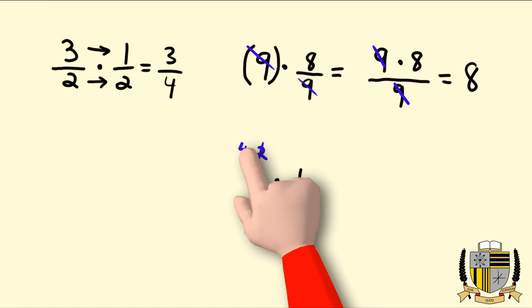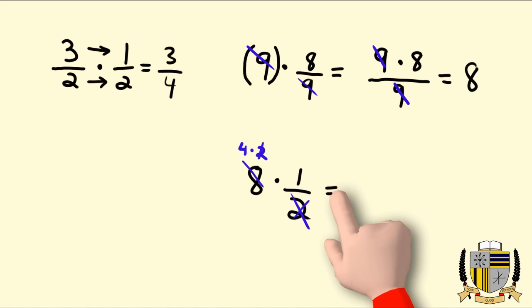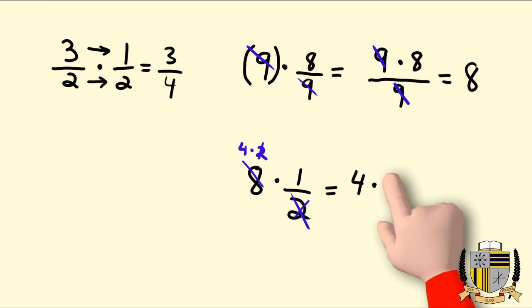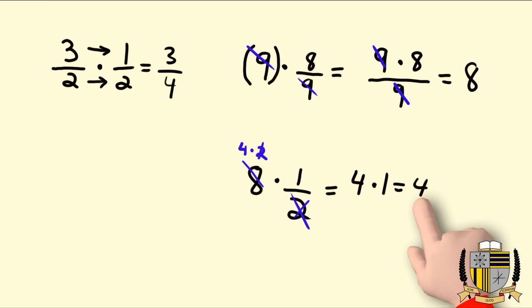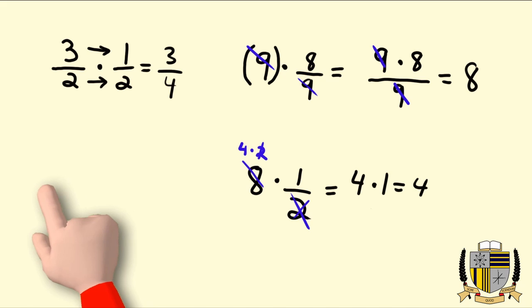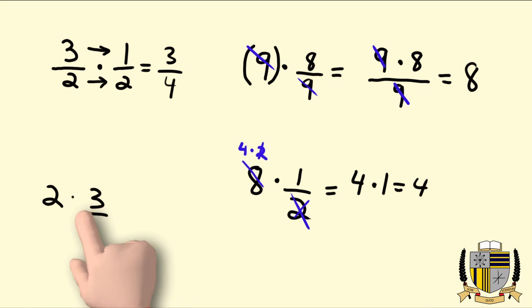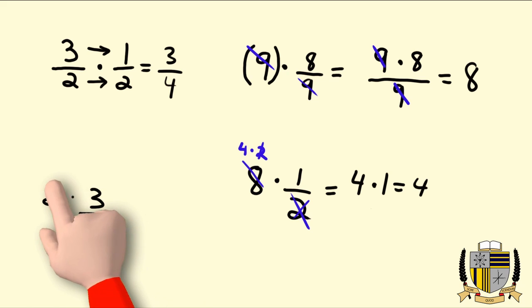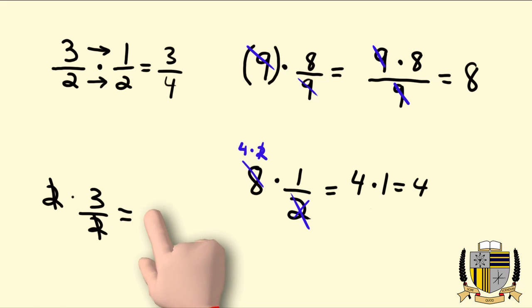So I'm going to have a 4 up here times a 1. That's what I have left. I pretty much have a 4 times a 1. And that's just going to equal 4. An example where you have a 2 as a whole number times a 3 over 2. These two cancel each other out. The 2 up here and the 2 down here cancel each other out, pretty much just leaving the 3 alone.